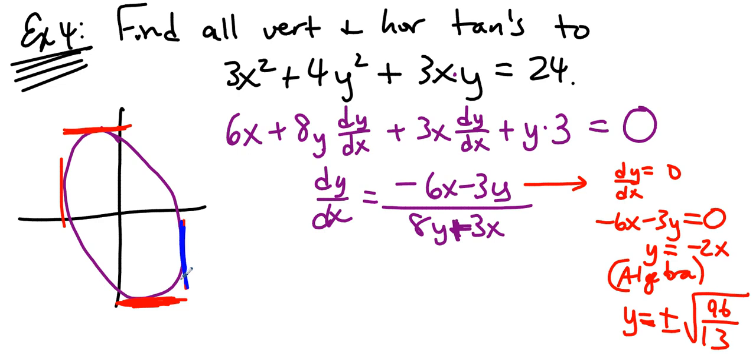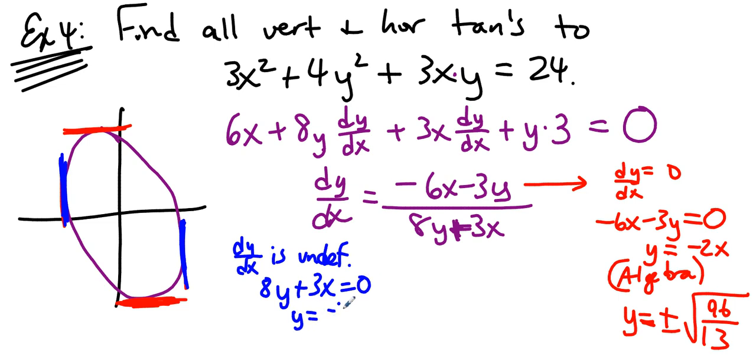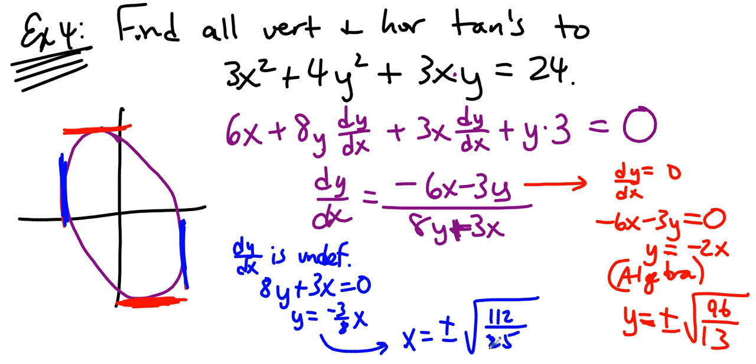If we're looking for the vertical tangents, I'll go blue for the sake of good color here. The vertical tangents happen where dy/dx is undefined. Well, what makes a fraction undefined? Its denominator is 0 and its numerator is not. This means that y is negative 3/8 x, and then we do the same algebra. The negative 3/8 x goes here, the negative 3/8 x goes here, and after that algebra, this implies that x is plus or minus the square root of 112 over 35. Sorry, that's a 35.